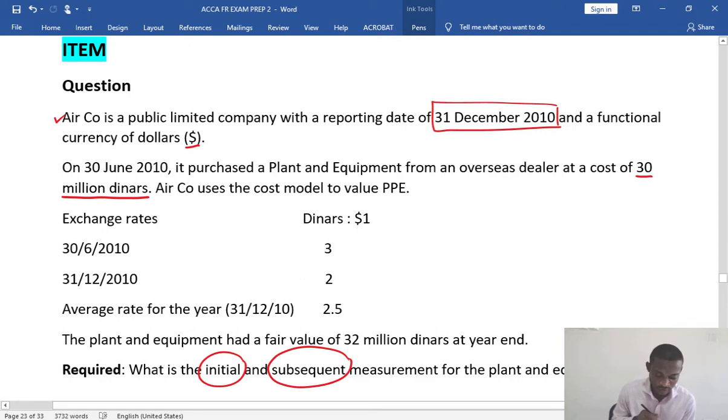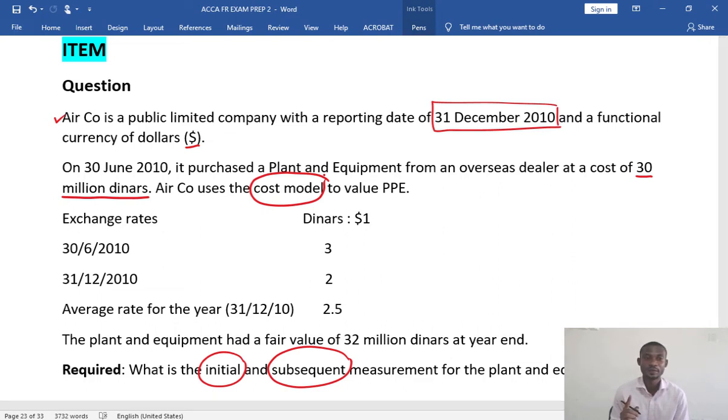Airco uses the cost model to value PPE. So cost model, no revaluation. Very important. It is the cost model, so the asset is to be carried at its depreciated cost.